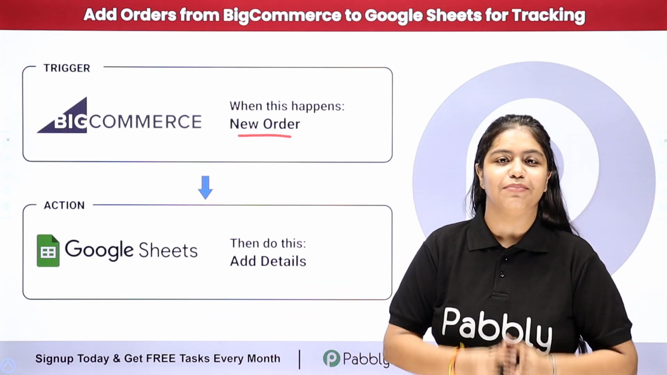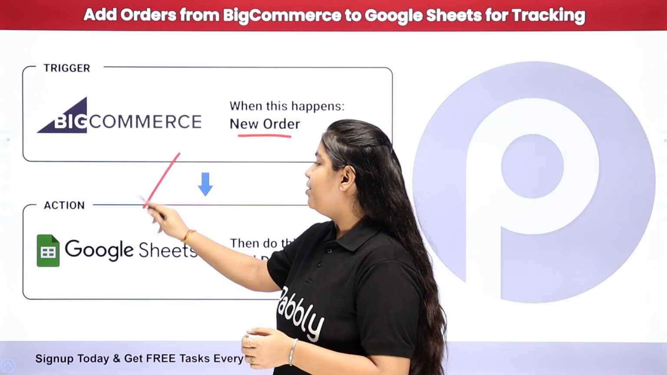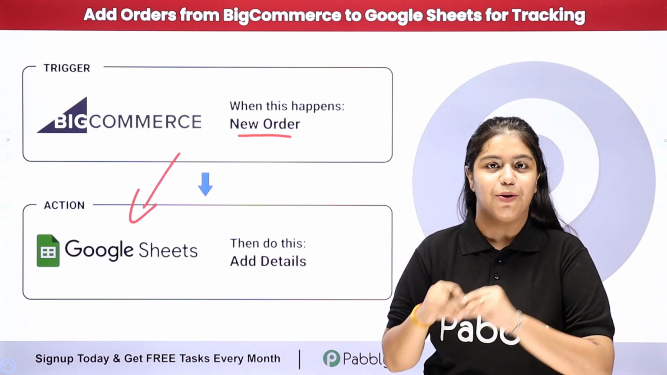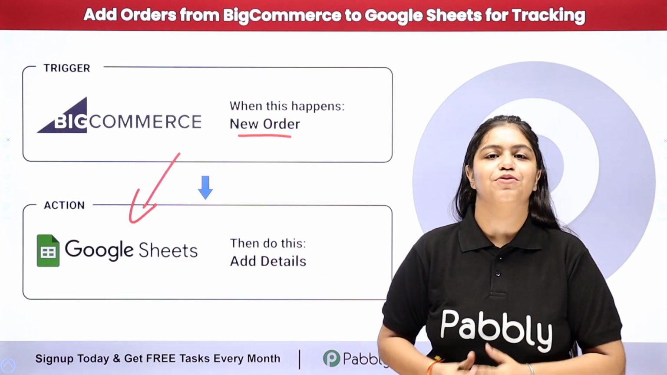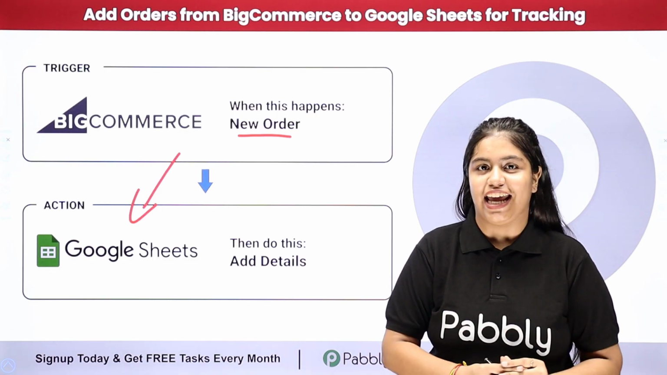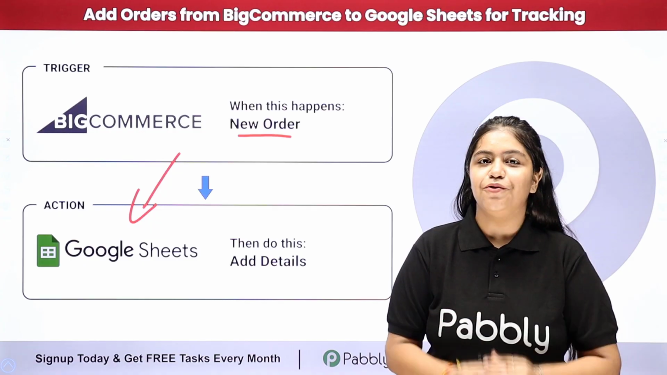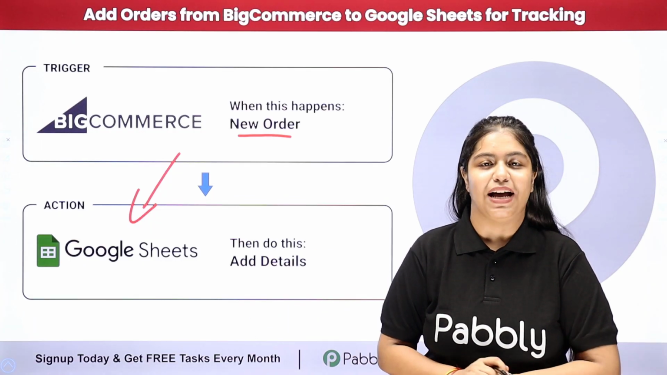So to do this, we are simply going to create a connection between BigCommerce and Google Sheets, and we are going to create this connection without knowing any programming or coding language using an amazing automation software which is Pabbly Connect. So if you also want to create this amazing automation for your own business, then for that you have to come with me towards my screen.